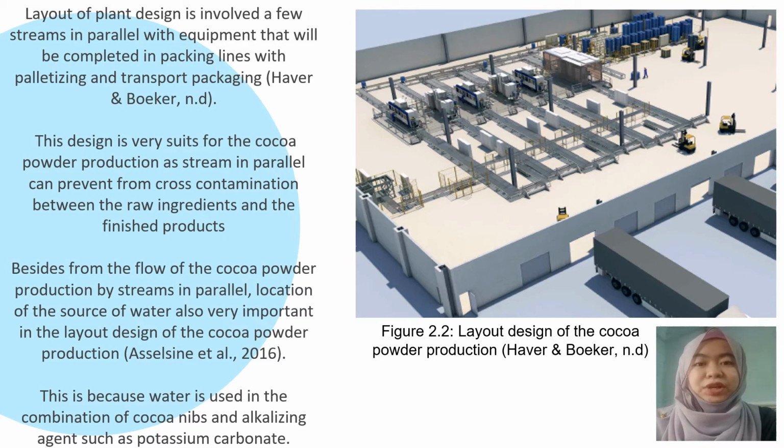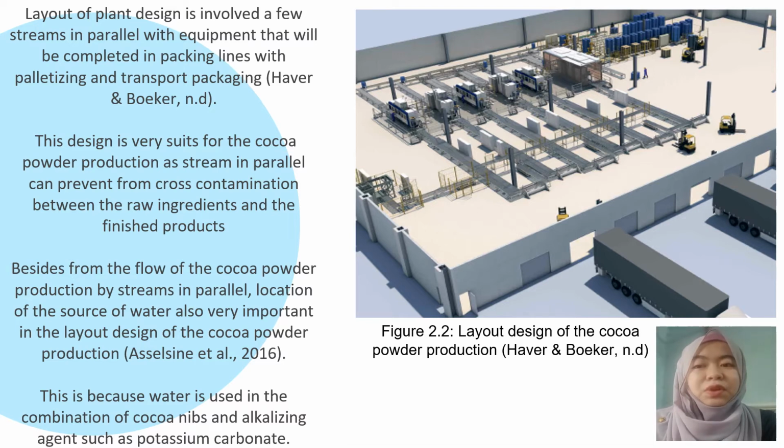Now I'm going to explain the second part of the factory information, which is layout design. The layout of the plant design involves a few streams in parallel with equipment that will be completed in packaging lines with palletizing and transport packaging (Haver and Becker, n.d.). This design is very suited for cocoa powder production as streams in parallel can prevent cross-contamination between the raw ingredients and the finished products.